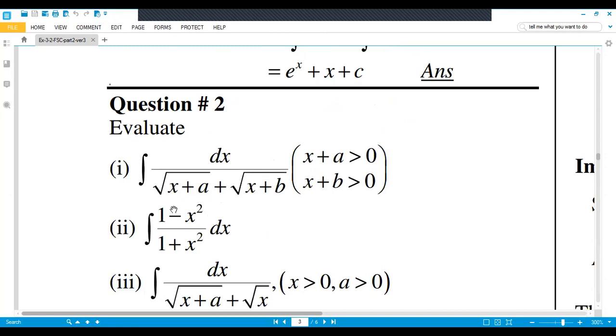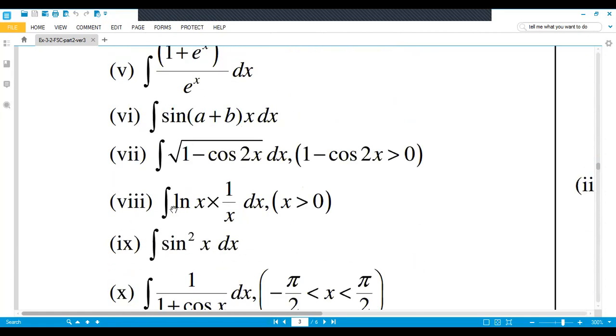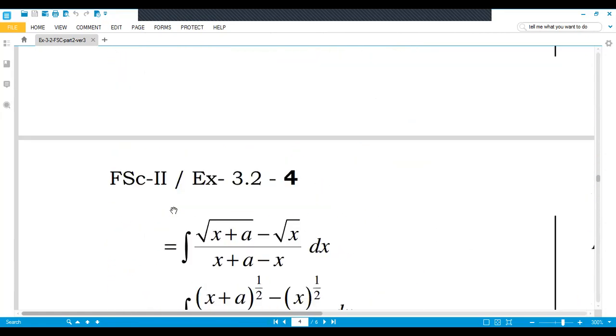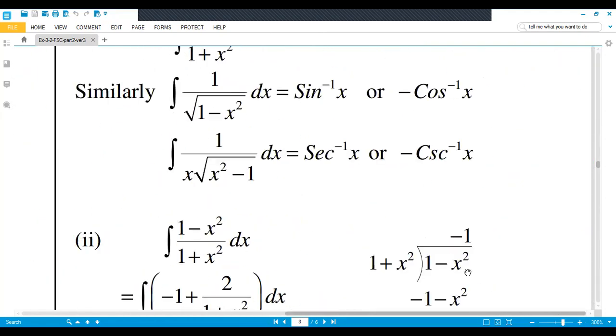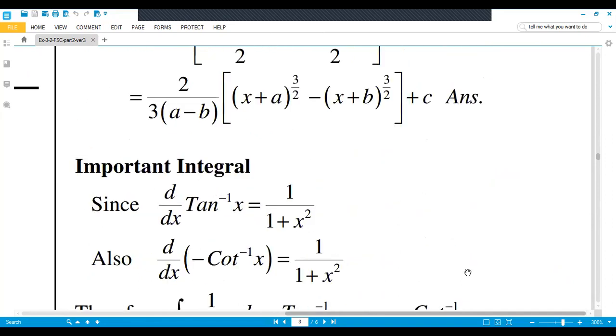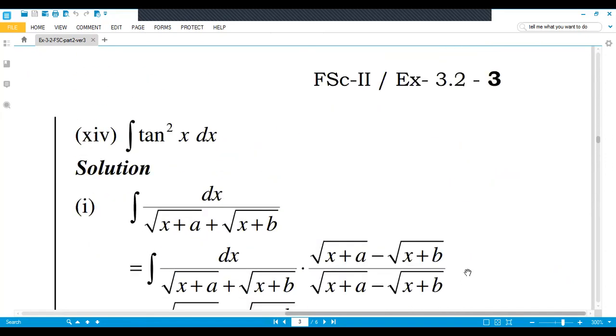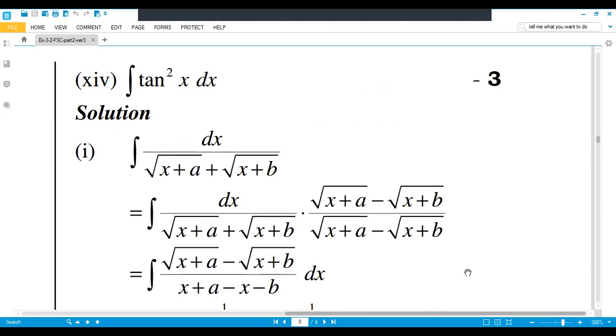So question number 2 is, if you look at the first part, you have been given dx divided by under root x plus a plus under root x plus b. Such type of function, if it comes in the derivative or in the antiderivative, in both cases, first you rationalize it and after that you solve it.